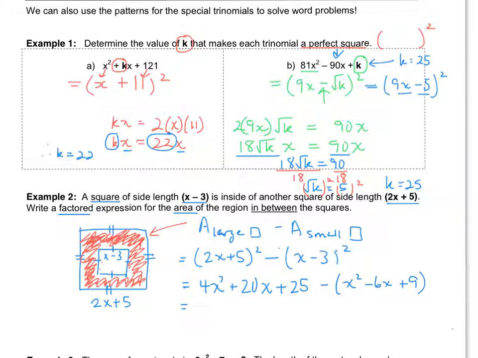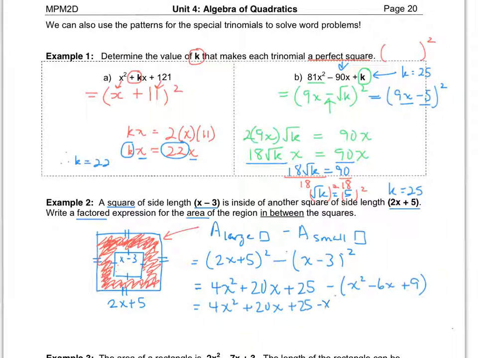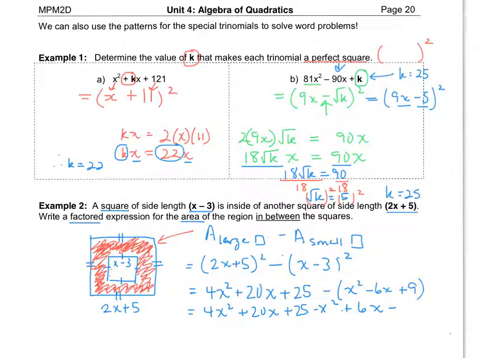So I have 4x squared plus 20x plus 25, which has to take away x squared plus 6x, having a lot of technical difficulties. Take away the 9. So that's going to give us 3x squared plus 20x, and a plus 6x would be plus 26x. And then 25, take away 9, should be 16. So that's a plus 16.